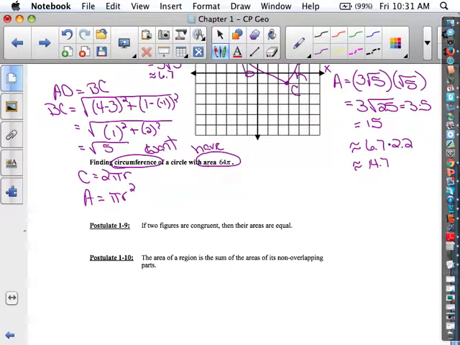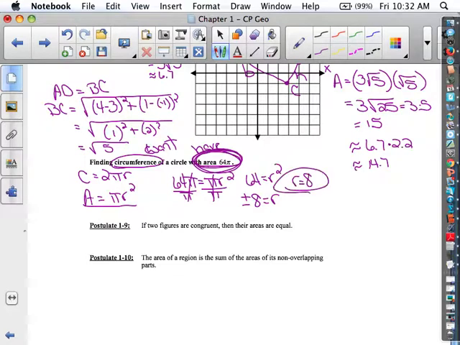So we're going to substitute in what we have, this 64 pi, into the area formula. So this becomes 64 pi is equal to pi r squared. To simplify this, I'll divide both sides by pi and eliminate that pi. So then I have 64 equals r squared. So r becomes plus or minus 8. Now in geometry, we know distances aren't negative. So we're going to eliminate the negative 8, and we know that the radius then is 8.